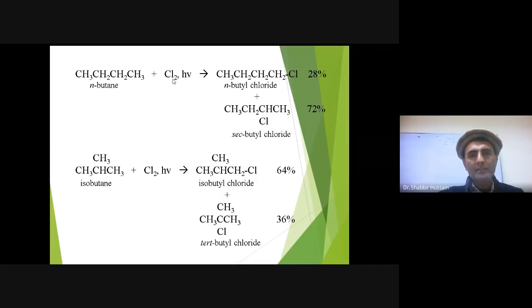We know very well, if we compare the stability, tertiary free radical is more stable than secondary free radical. Secondary free radical is more stable than primary free radical. Therefore, in this stage, the secondary free radical forms first, which is more stable than the primary free radical at this carbon. Therefore, 72% secondary butyl chloride forms, while 28% butyl chloride forms as minor product, right?